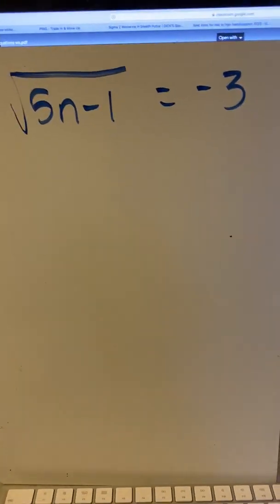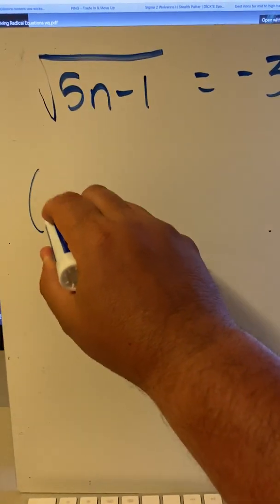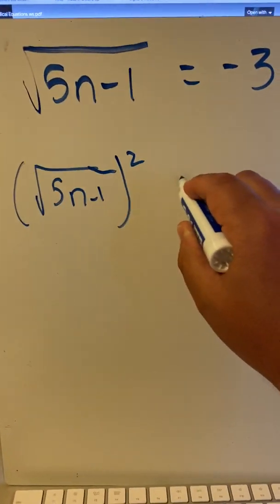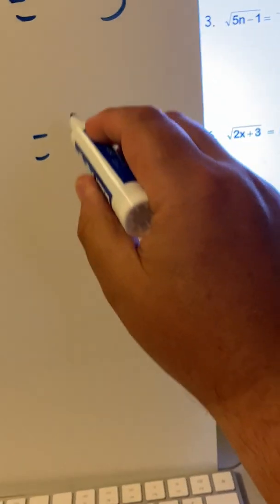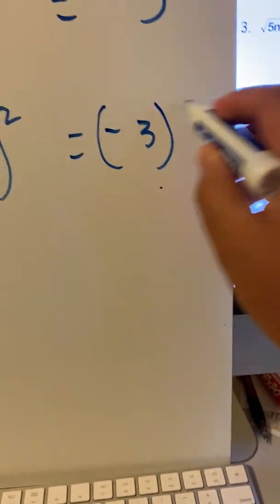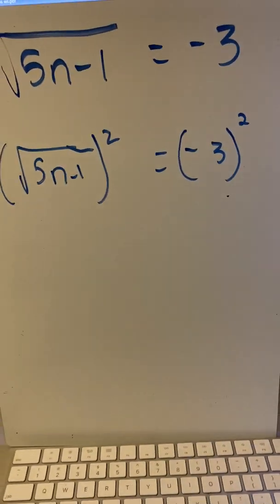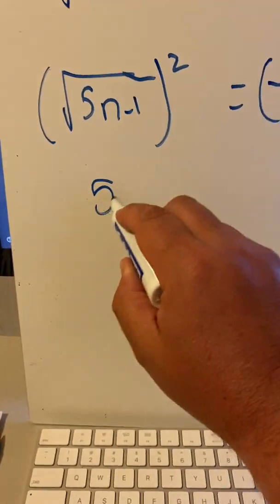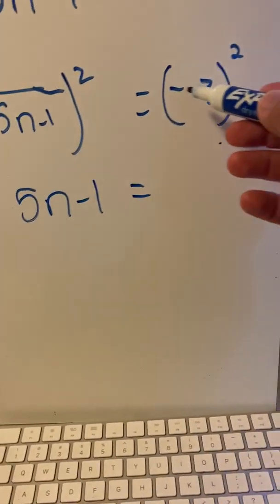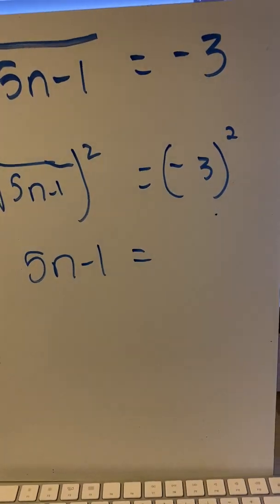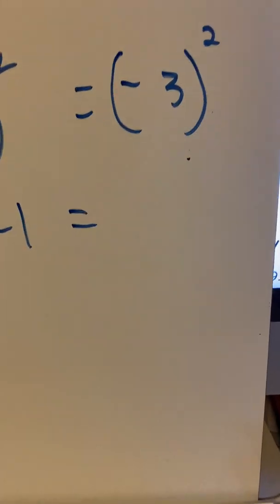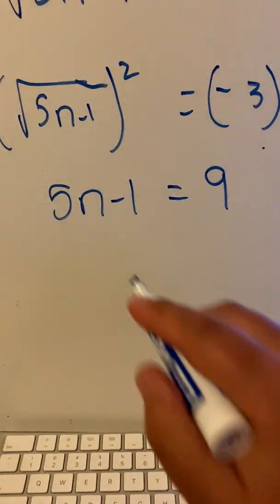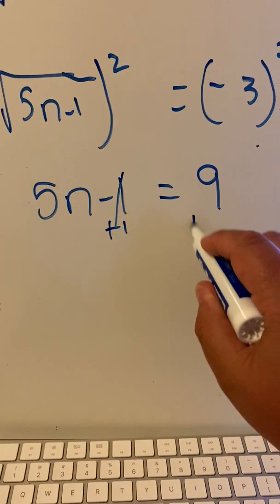Step 2, you need to get rid of the radical. And to get rid of the radical, you've got to take 5n minus 1 and square it. And if you square the left, you've got to square the right. Okay? And when you square it, that gets rid of the radical, so you're left with just 5n minus 1. And negative 3 squared, negative 3 times negative 3 is a positive 9. Positive number, positive 9. And it should solve fairly nicely and neatly from here.